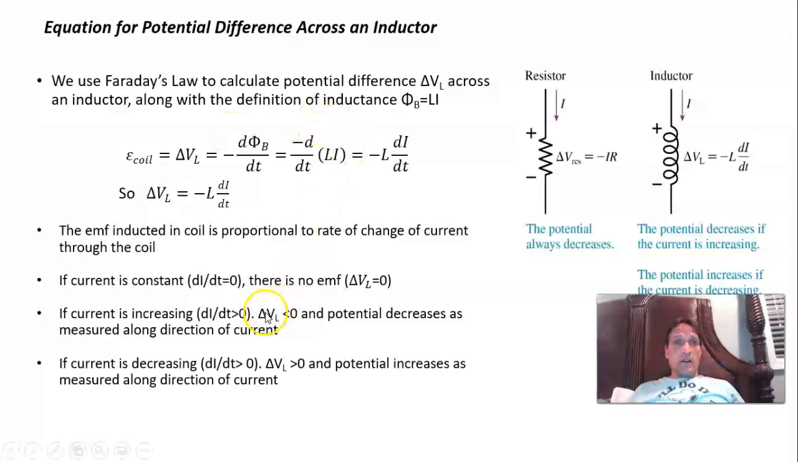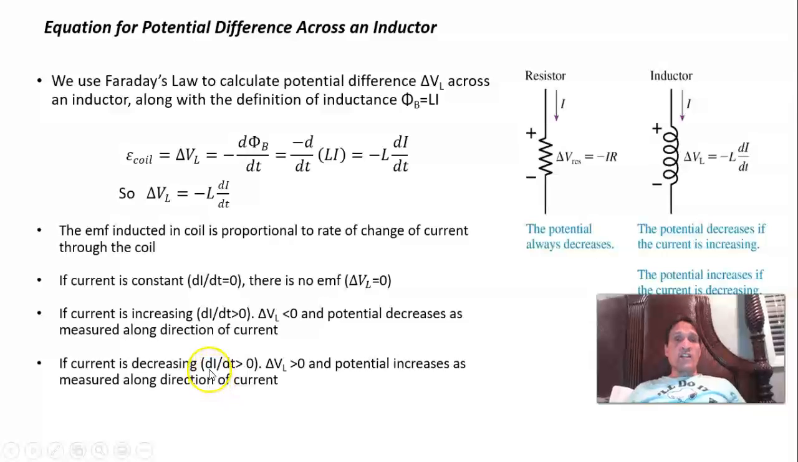So let's look here. If the current is increasing, meaning di/dt is positive, that's a positive number. Inductance is positive. The potential delta VL is negative, okay? In other words, if we're going in the direction of the current, delta VL, the voltage drop, is negative, meaning we're going from high to low. We're losing potential, okay? So if the current is increasing, the potential decreases as we go along the direction of the current, just like with a resistor, okay?